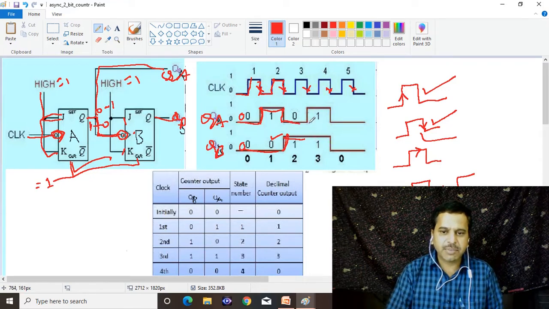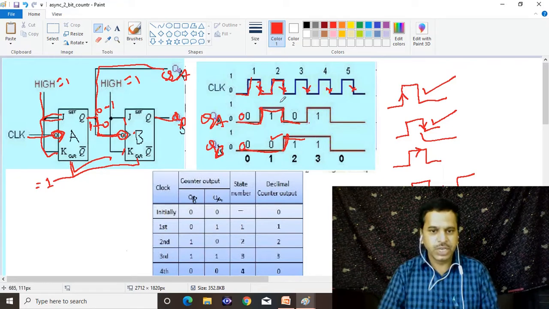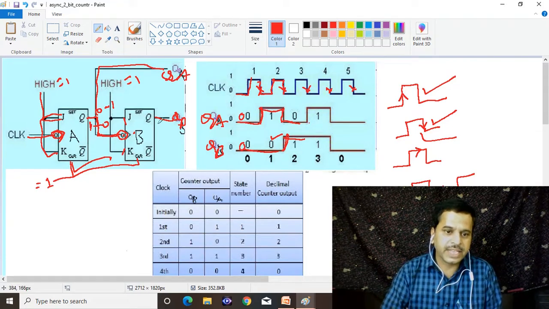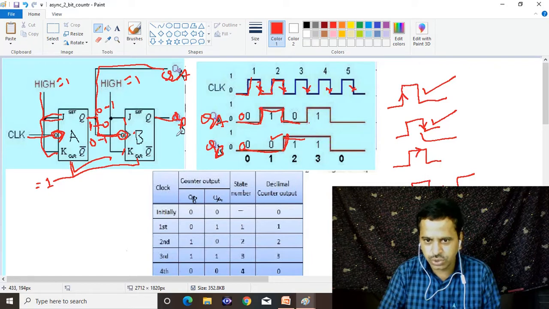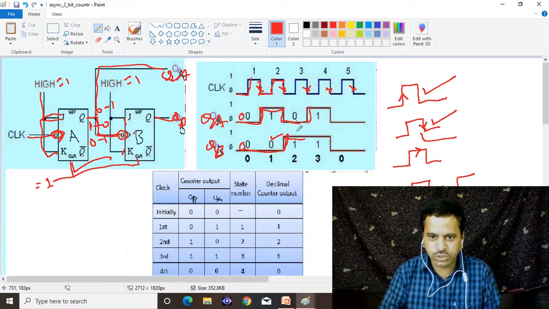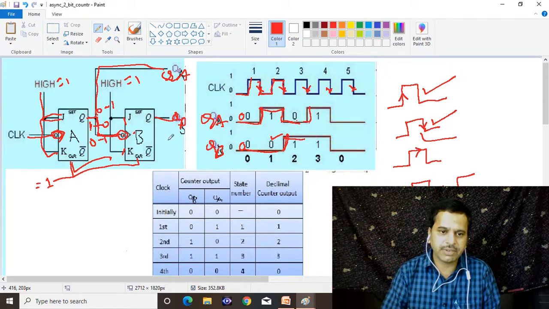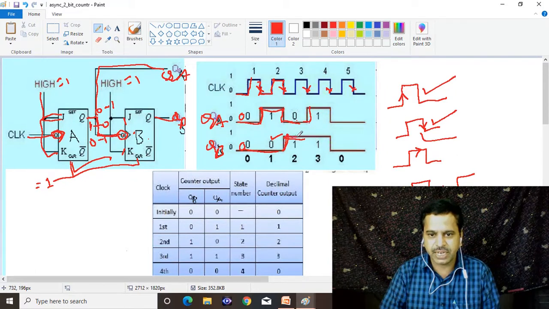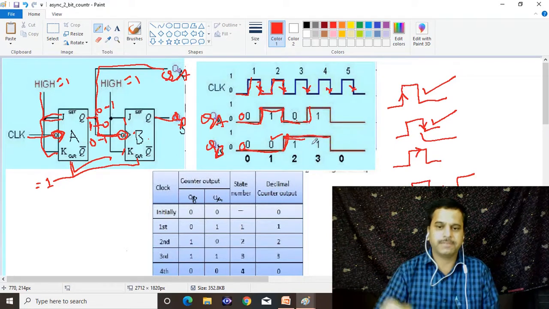When the third clock pulse is applied, during its negative edge, the flip-flop status changes from 0 to 1. When it changes from 0 to 1, there is no change in the second flip-flop, flip-flop B, because it does not respond. It always responds only from 1 to 0. So it stays 1 for the remaining states.